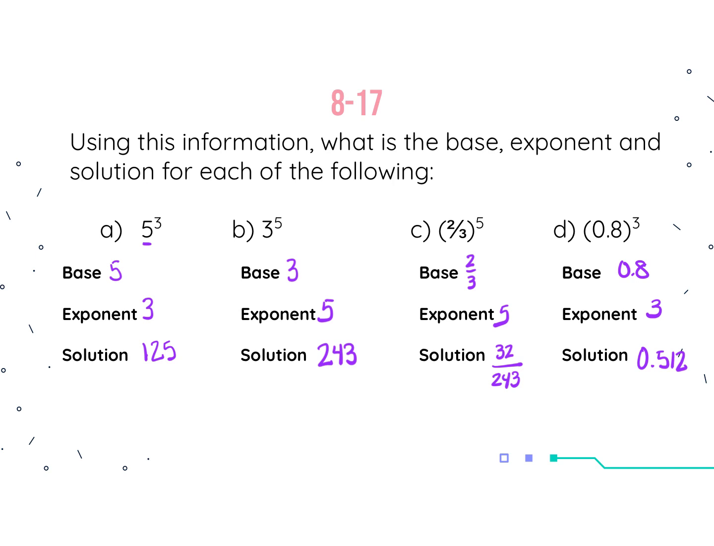So for D, we have 0.8 as the base. We have 3 as the exponent. 0.8 raised to the power of 3 is 0.512. Because I gave you a decimal to begin with, I want a decimal back.